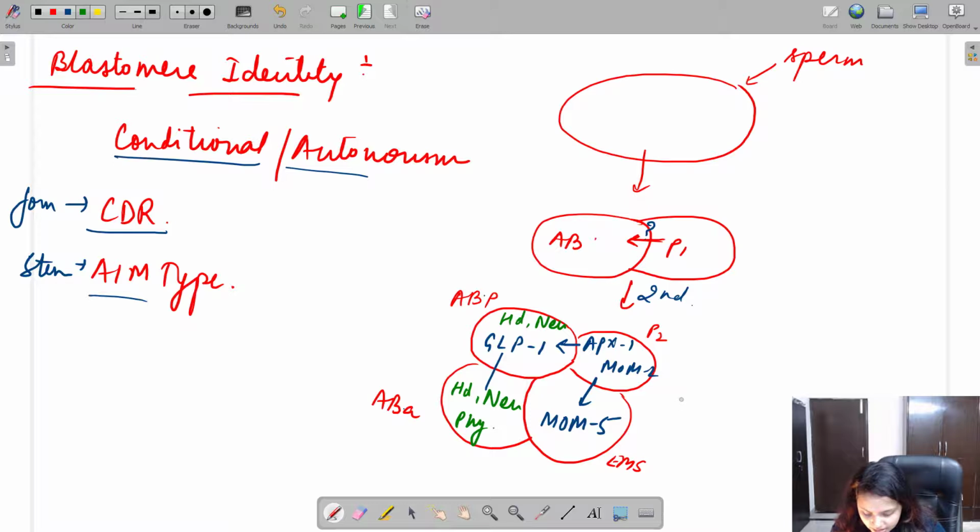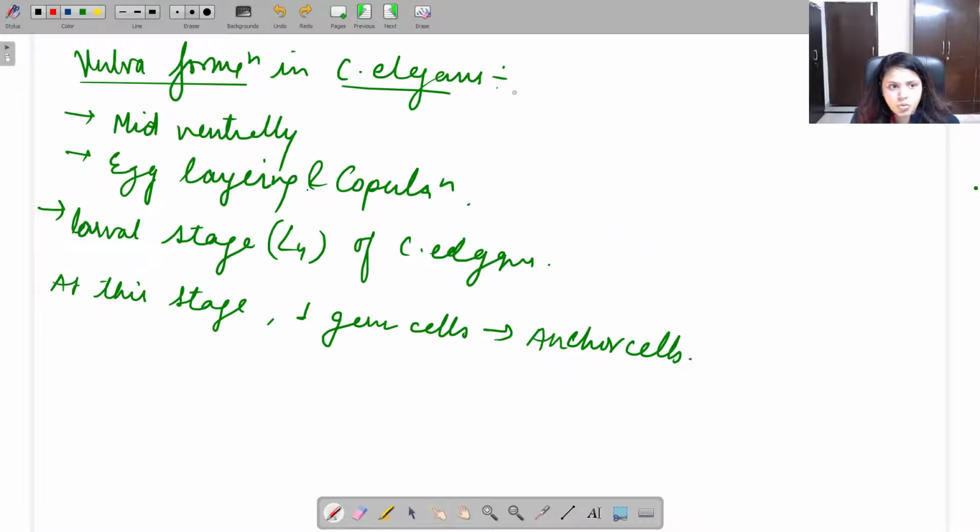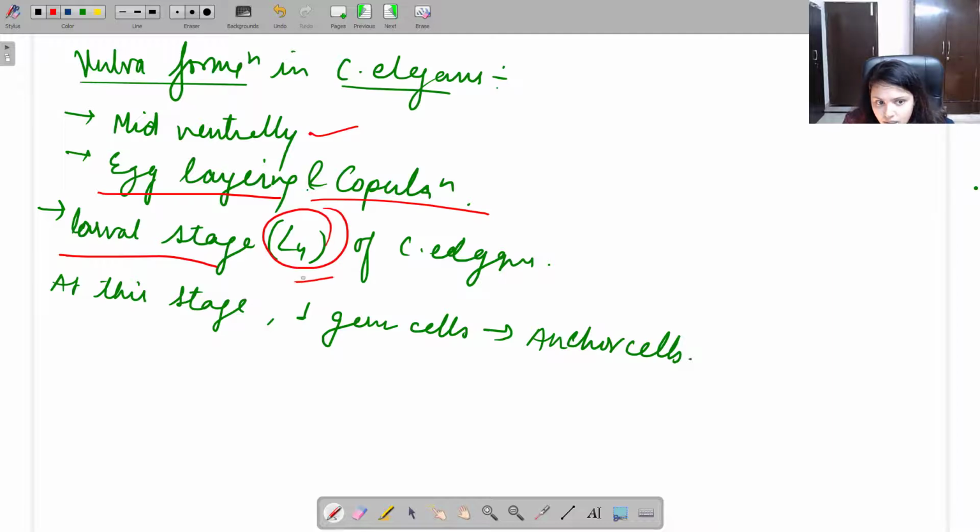So let's see how the vulva forms in C. elegans. Generally the localization of the vulva in C. elegans is midventral. It is present on the midventral side, and the role of the vulva in C. elegans is generally egg laying, and it is also involved in copulation during sexual development. So the vulva formation in C. elegans occurs at larval stage L4. Note it down, this is very important. L4 is the larval stage at which the vulva forms.